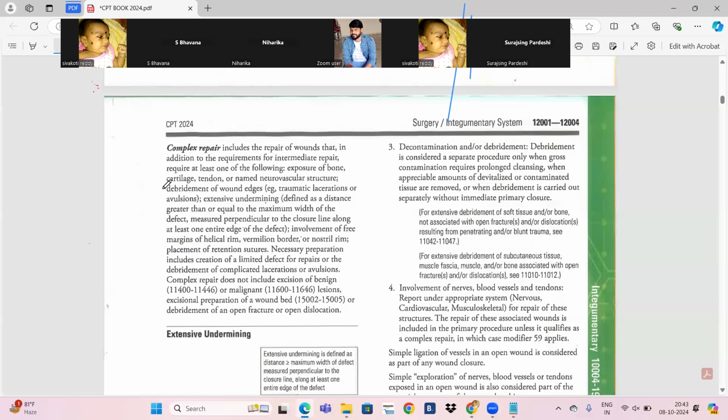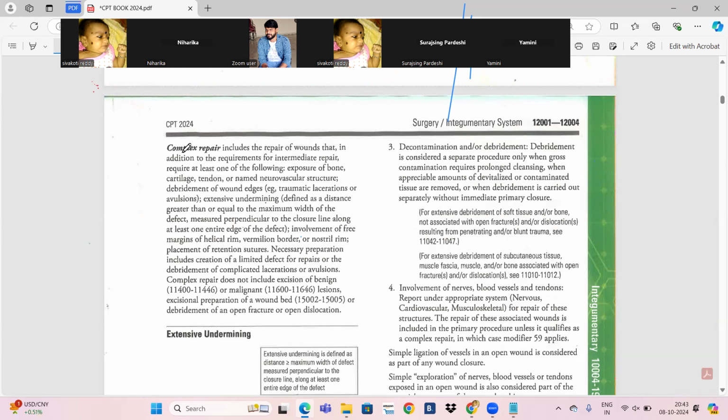Okay. Can you repeat this? Complex repair. So when they have done debridement, when they have done complex repair, when you need to code, check depth first. Depth was exposure of bone, tendon, cartilage, and they need to perform debridement of the wound edges compulsorily. Then you need to code as complex.